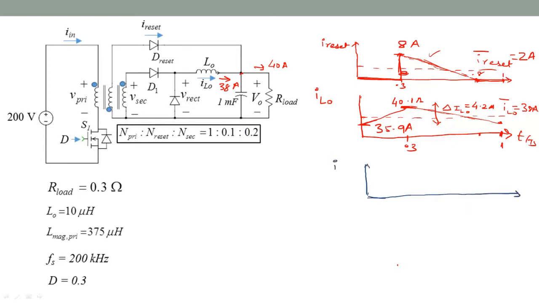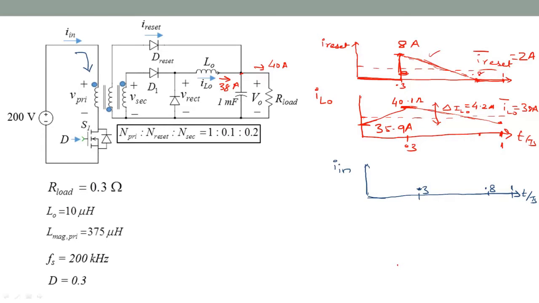Okay, this is going to be IN, and same 0.3. Not sure if you need this, but if it is 0.8, and this is going to be 1 T over TS. Okay, so IN is going to be simply I primary in this case.